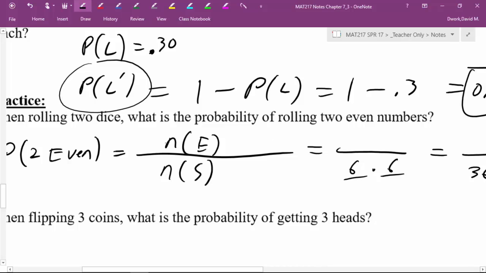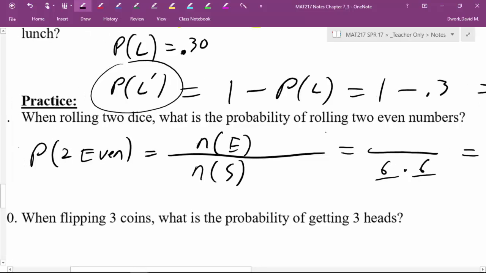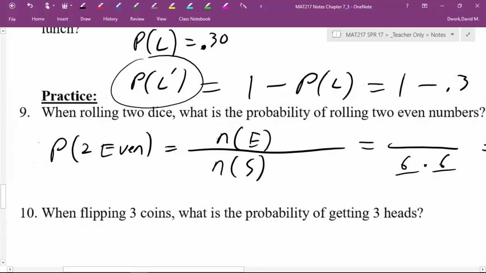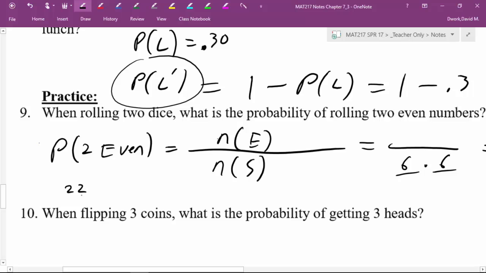If I was going to use counting techniques, but that comes later. So for right now, let's just count it up on our hands and our fingers and our toes. Just how many ways are there for me to roll two even numbers? Well, I could roll a 2 and a 2. I could roll a 2 and a 4. I could roll a 2 and a 6. And if that's enough for you to figure out the pattern, you don't have to write any more.